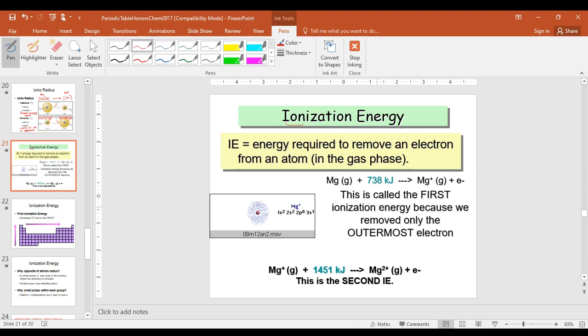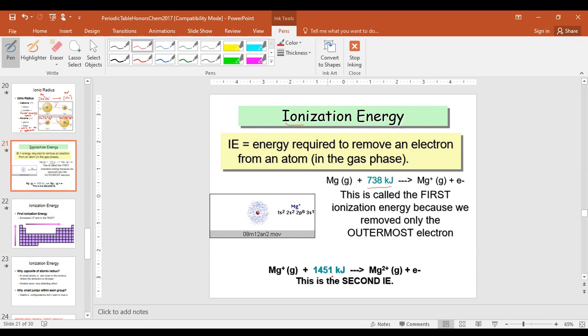So here, what I'm showing you is if we have magnesium, it's going to be in the gaseous phase. So we're assuming we're starting with a gas phase of our element. We add the energy. In this case, it's only about 738 kilojoules. And then we form the cation with a +1 charge, and we have an electron. So we're separating one electron from our neutral atom. We call this the first ionization energy because it's only the outermost, first electron.